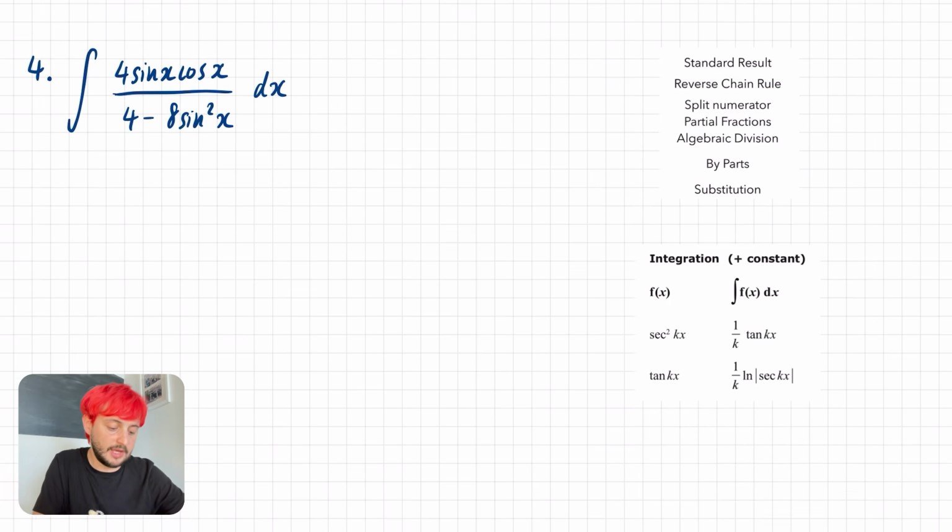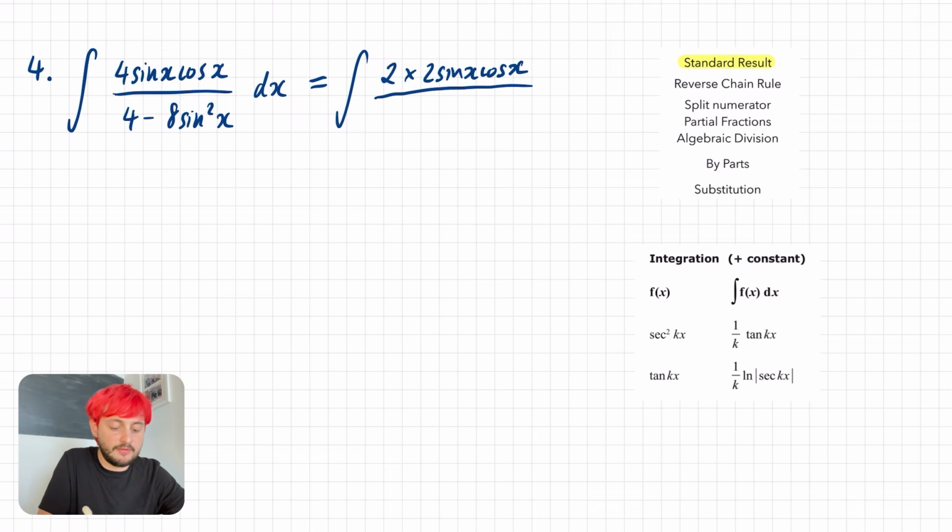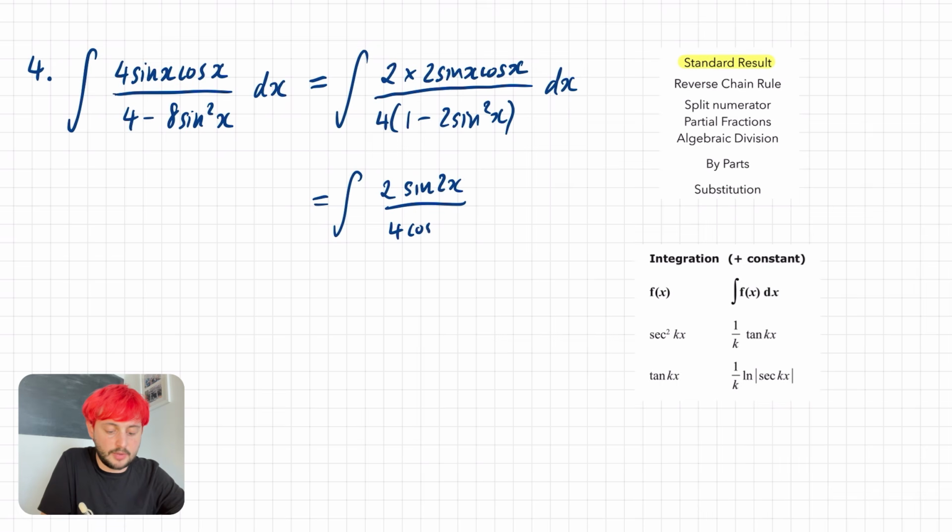Question 4 that we've got. This one we had a look at before and we said this was a standard kind of result. This is because when we look at this kind of function that we've got here, I recognize the double angle formula in both the numerator and the denominator. So first of all, I'm going to take this a little bit slower. The numerator is 2 times 2 sine x cos x, and we know what 2 sine x cos x is. And if I factorize the bottom by taking out a factor of 4, I get 1 minus 2 sine squared x. And we can recognize what 1 minus 2 sine squared x is as well. So here we've got 2 multiplied by sine 2x over 4 multiplied by cos 2x.